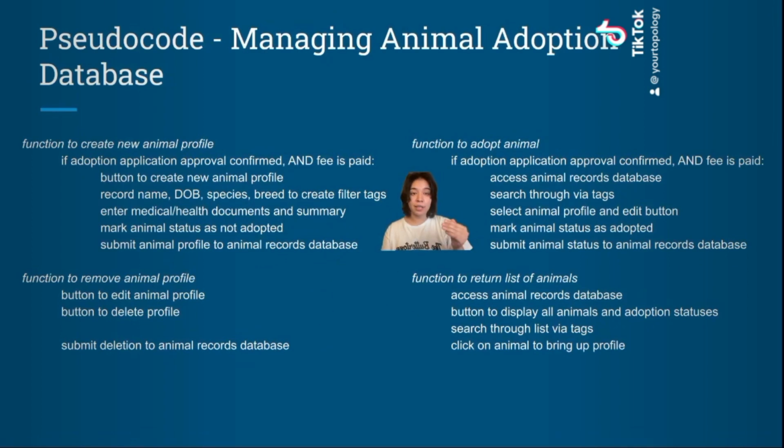Once the applicant is actually in the motion to adopt and the approval and fee payment are confirmed, the admin will be able to access animal records through the database, search through the animals via their tags, and select the animal profile in order to edit its status. The animal status gets updated to adopted, and that status is also updated in the animal database.